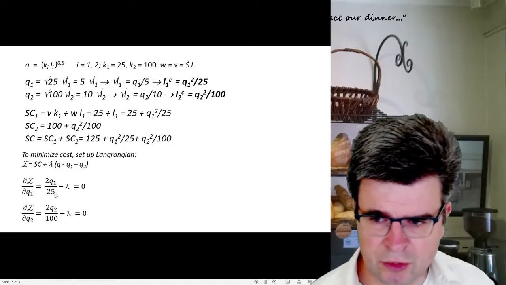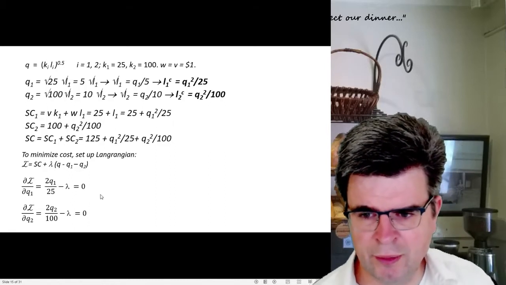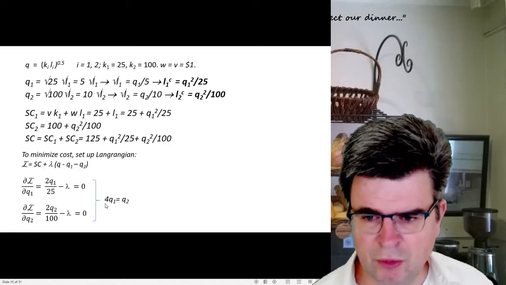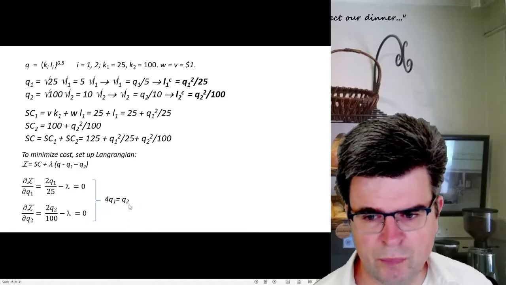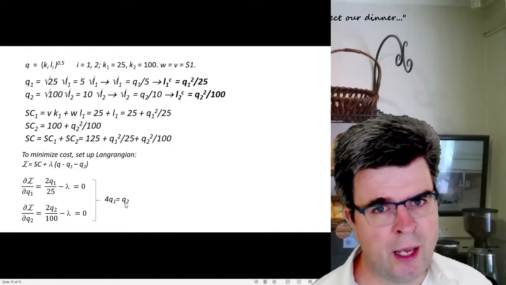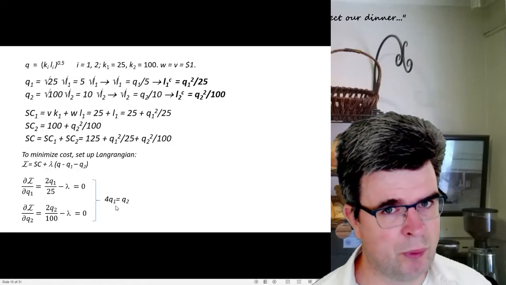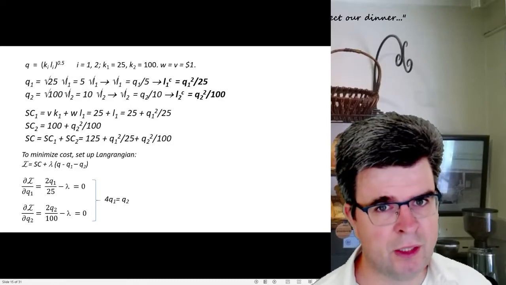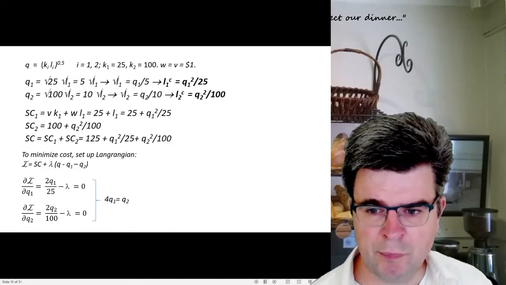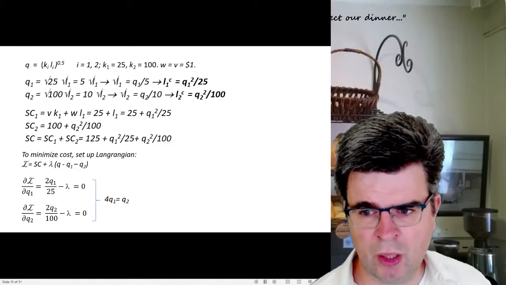Actually, it's two equations with three unknowns, but we can get rid of the lambda over here, and we get an expression of Q1 in terms of Q2. And this tells us that the production at plant 2 is 4 times the production at firm 1 in equilibrium. And we use that information and plug it into our constraint.